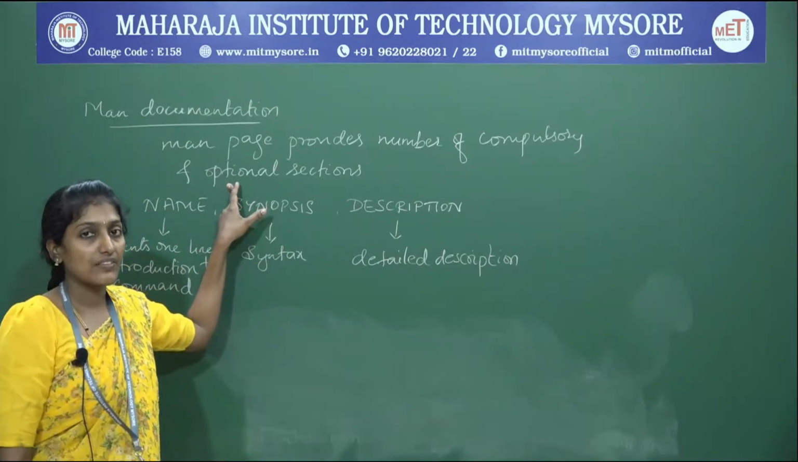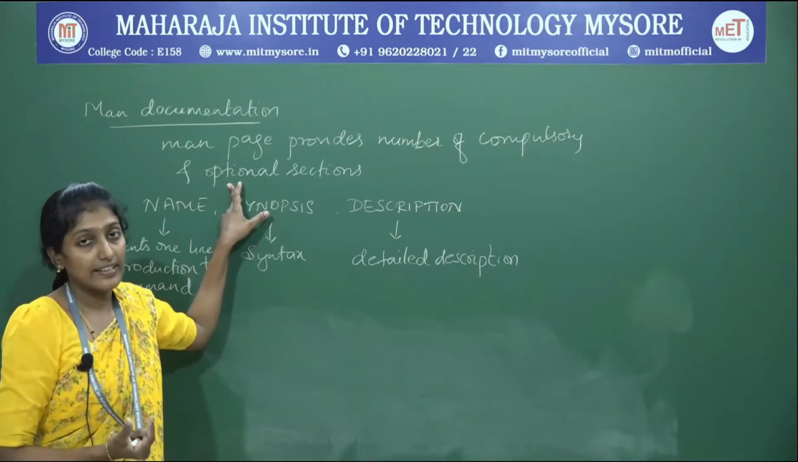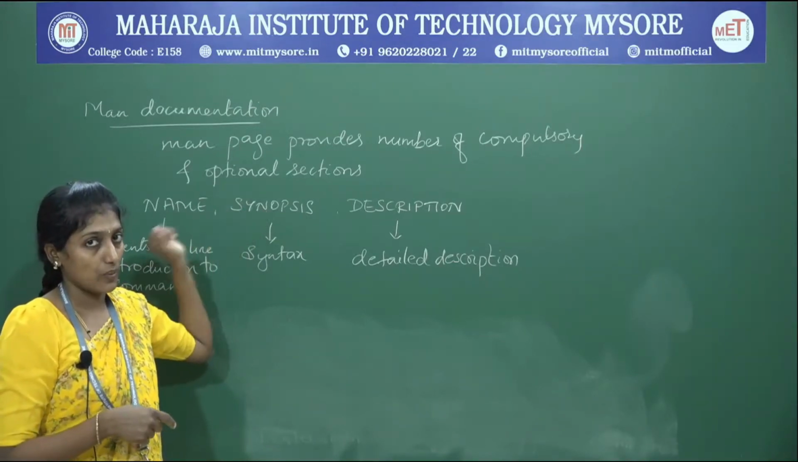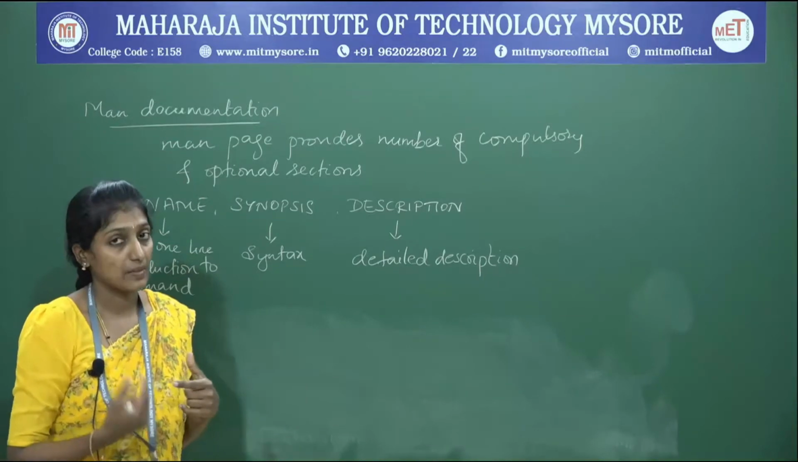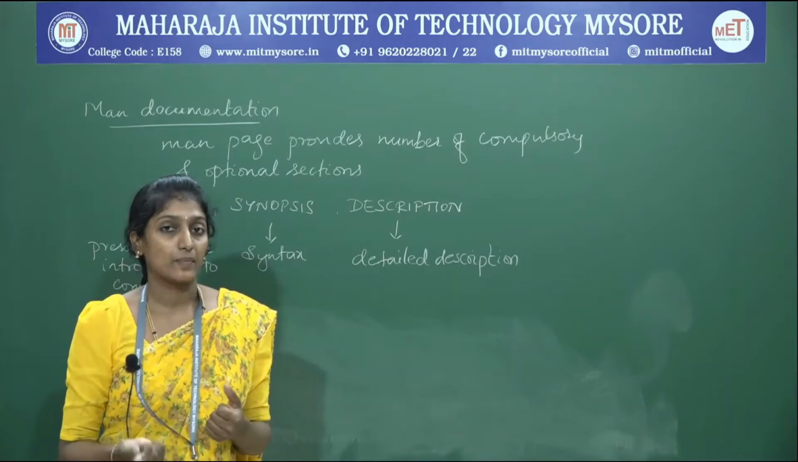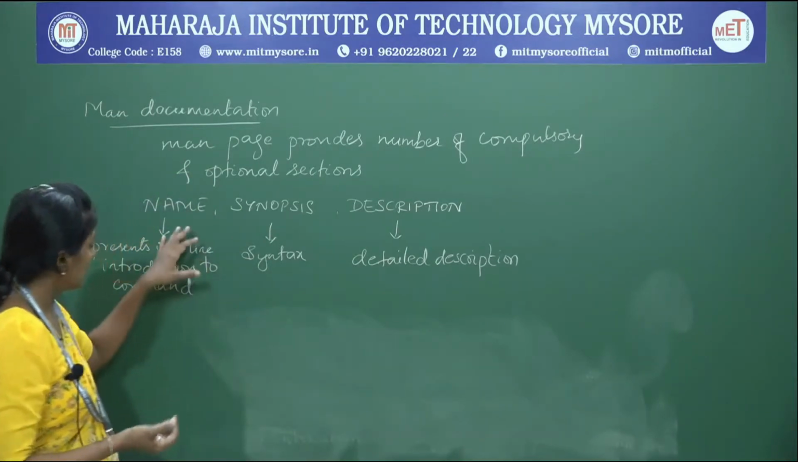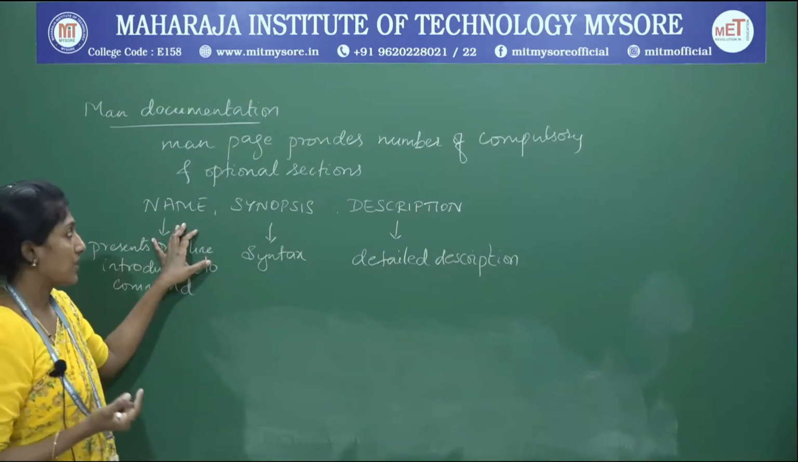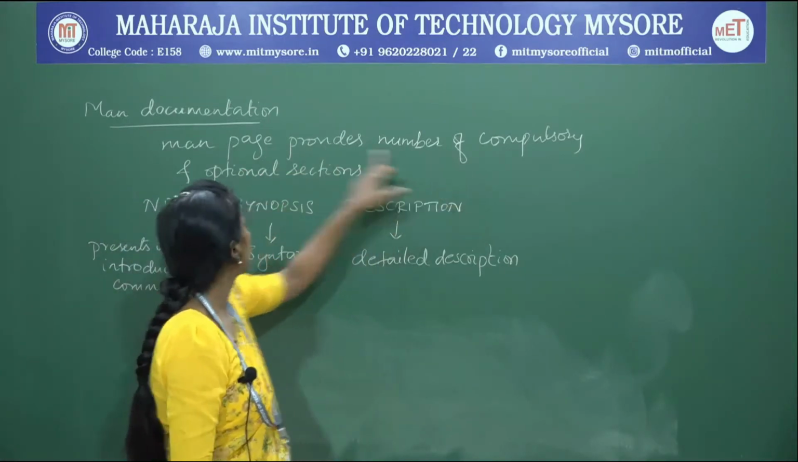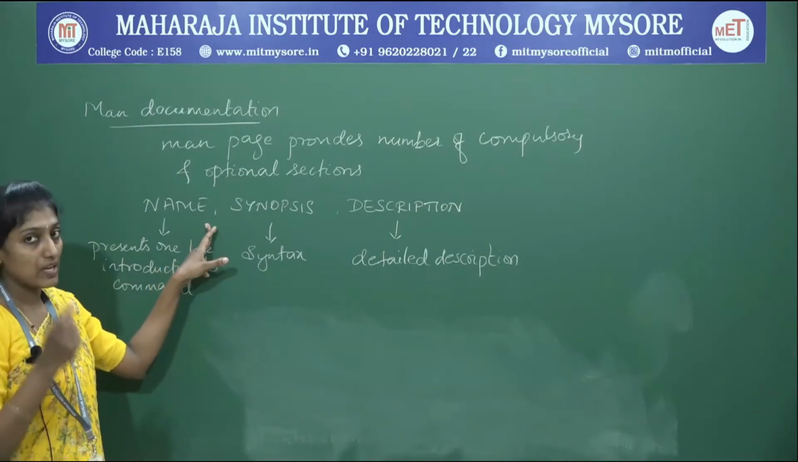In the previous session, we also discussed that a few exceptions might exist while using Unix commands. Some commands might accept options and some might not accept options at all, and some commands might accept arguments while some might not accept arguments for that particular command. So how do we access all this information? That is what the optional sections represent here. So it provides a number of compulsory and optional sections.